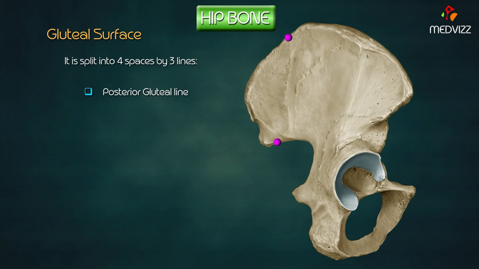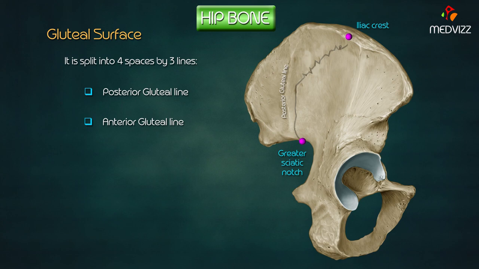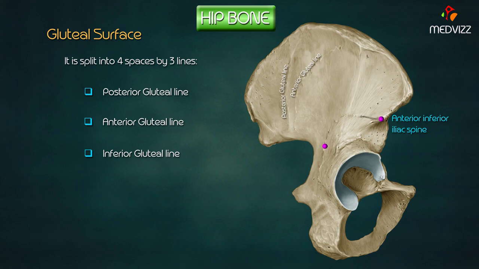Posterior gluteal line. It is the shortest line which extends from the outer lip of the iliac crest 5 centimeters anterior to the posterior superior iliac spine till a point right in front of the posterior inferior iliac spine. Anterior gluteal line. It is the longest line which extends from the middle of the upper border of the greater sciatic notch to become continuous with the outer lip of the iliac crest. Inferior gluteal line. It extends from above and behind the anterior inferior iliac spine and runs down and back till the upper part of the greater sciatic notch.